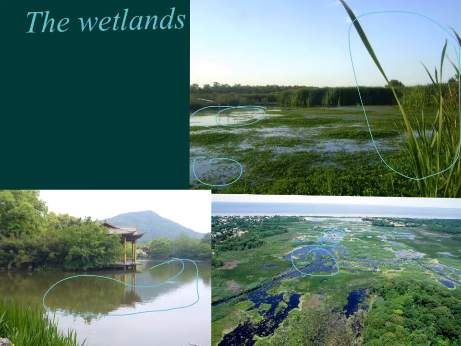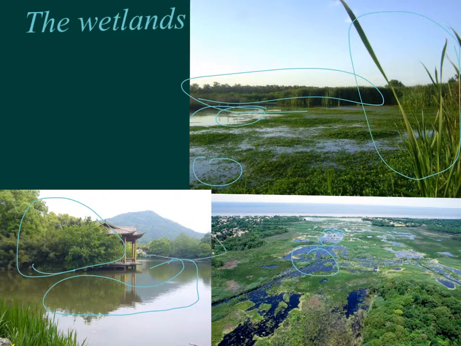These are some plants that grow in the wetlands. Cattails, lilies, trees, pitcher plant, water bladder.